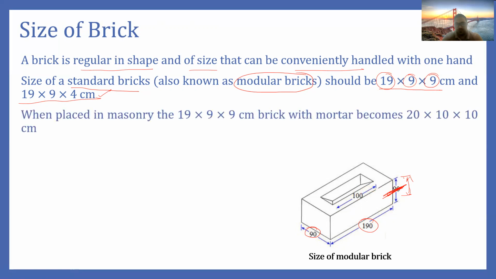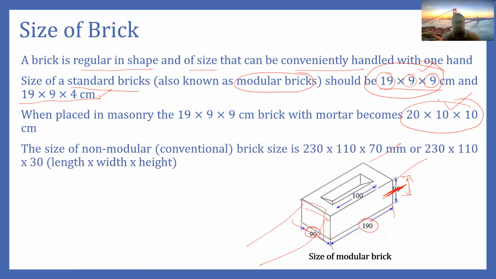Second type, in the modular brick, this is the plain size 19 by 9 by 9 centimeter. When we lay them in the masonry, the size of brick along with the mortar is counted as 20 by 10 by 10. As you can see in the arrangement, the mortar will be provided here so that other bricks may be joined. Similarly here also, and in the bottom also. So along with the mortar, the size of brick becomes 20 by 10 by 10 centimeter, which means 1 centimeter is added on all the sides.